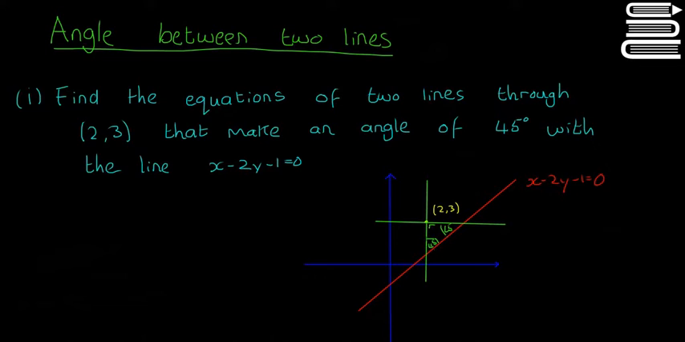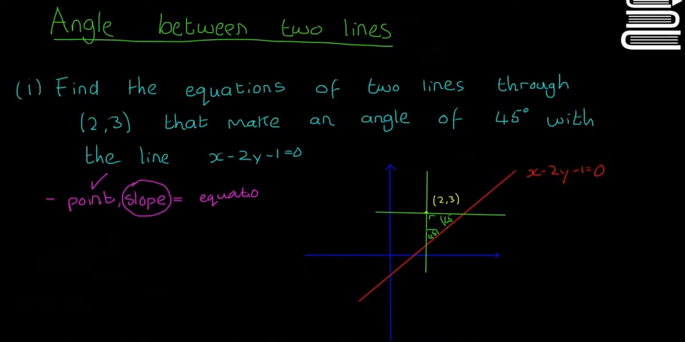So we know that they make an angle of 45 degrees with this red line and that they go through this point 2, 3. So if you remember back to one of the first videos, if we want to find the equation of a line, we need a point and then we also need the slope. So if we want to find, say, point slope equation. So we have a point, we just need to find the slope.